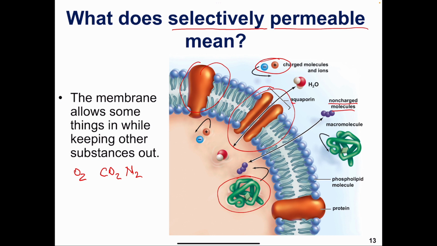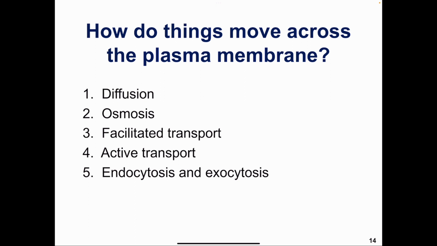One such example is aquaporin. Aquaporin is the protein in charge of allowing water in and out. So, with that being said, what are the different mechanisms, the different ways by which chemicals cross the plasma membrane? One is diffusion. The other one is osmosis. The third one is facilitated transport. Fourth one, active transport. And finally, exocytosis and endocytosis. Now, let's first of all look at diffusion.